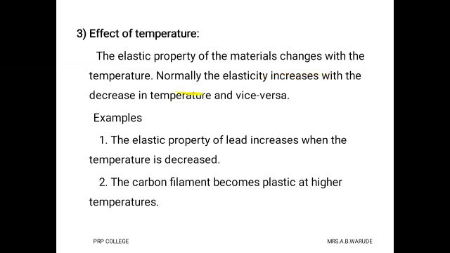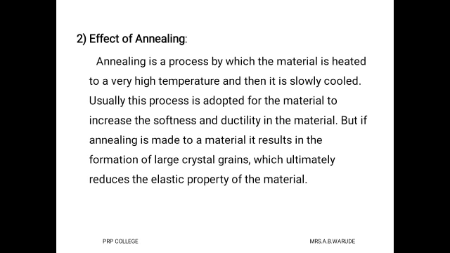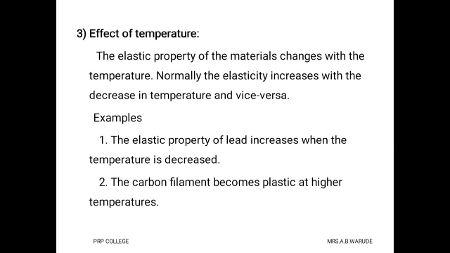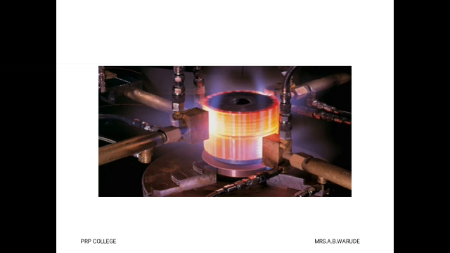See here, the elastic property of a material changes with temperature, and normally elasticity increases with the decrease in temperature and vice versa. That means elasticity increases with decrease in temperature, or we can say elasticity decreases with the increase in temperature. For example, first, the elastic property of lead increases when temperature decreases, and second, carbon filament becomes plastic at higher temperature. Here this photograph shows the effect of temperature on material.